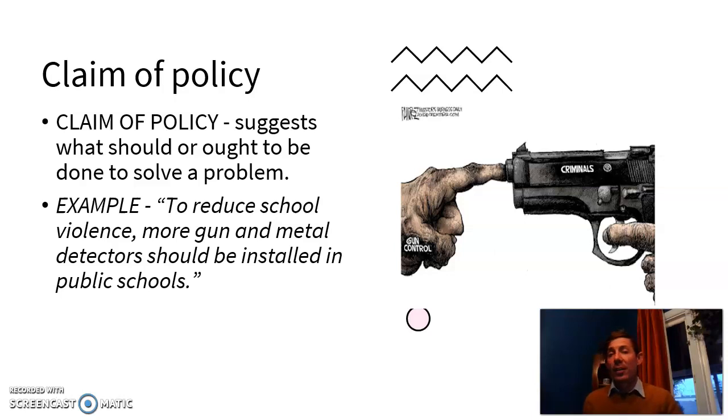What we have here is a claim of policy. A lot of the time when you hear policy, it's used in terms of politics, in terms of creating laws, creating rules for different industries. A claim of policy suggests what should or ought to be done to solve a problem. As this picture coincides with the example: to reduce school violence, more gun and metal detectors should be installed in public schools. So they're solving that problem with this claim of policy.